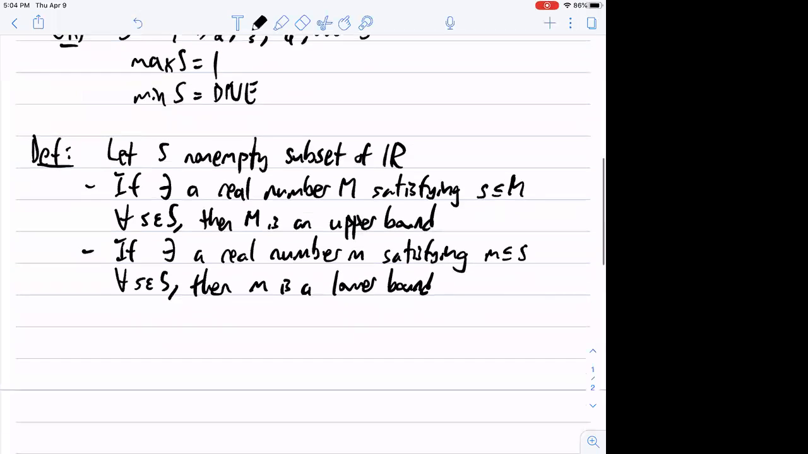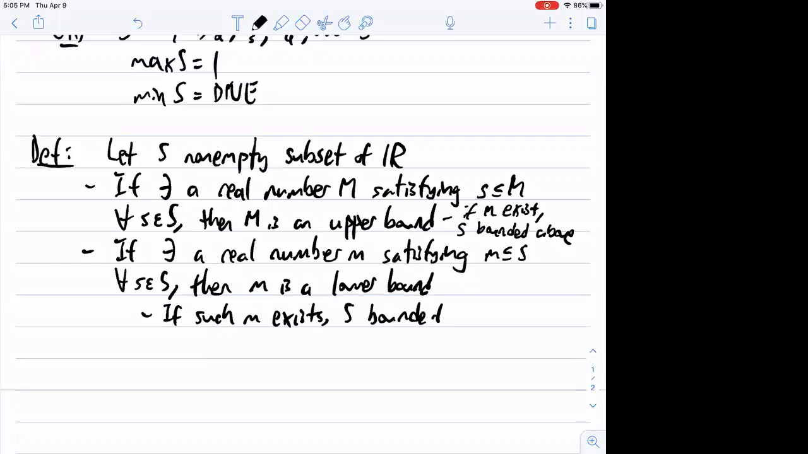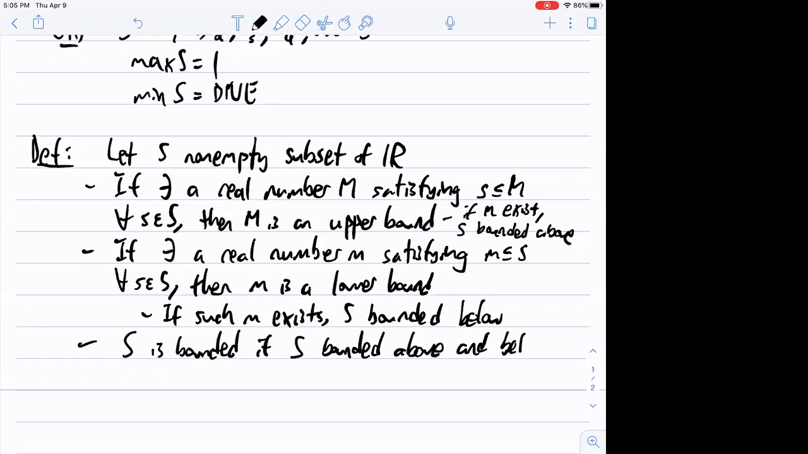So if there is an upper bound, if such M exists, we say S is bounded above. And if such M exists for a lower bound, S is bounded below. And we say S is bounded if S is bounded above and below. So hopefully this is very intuitive for now.